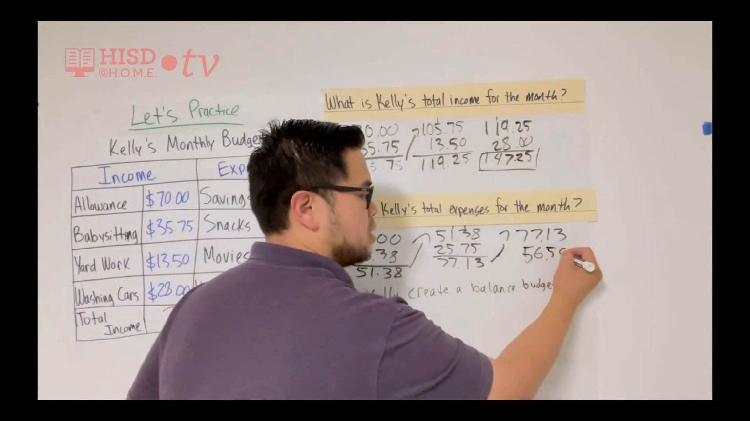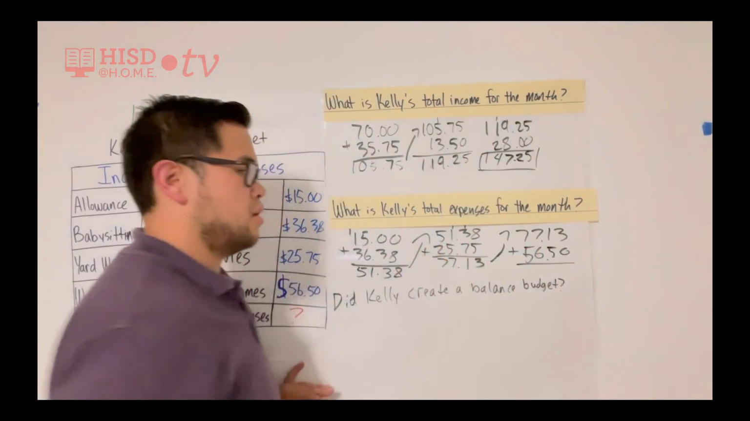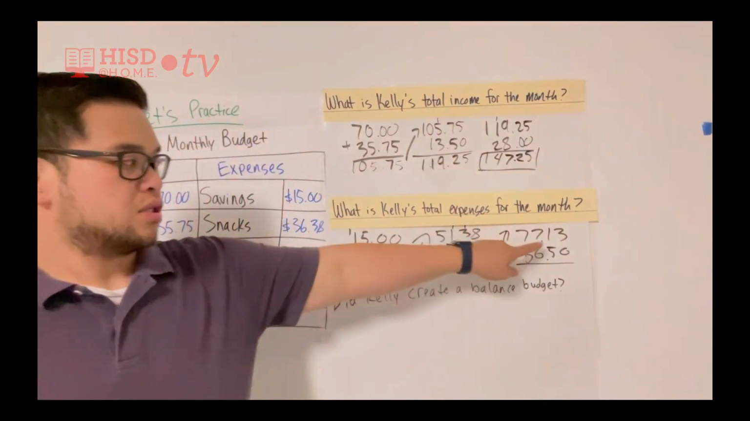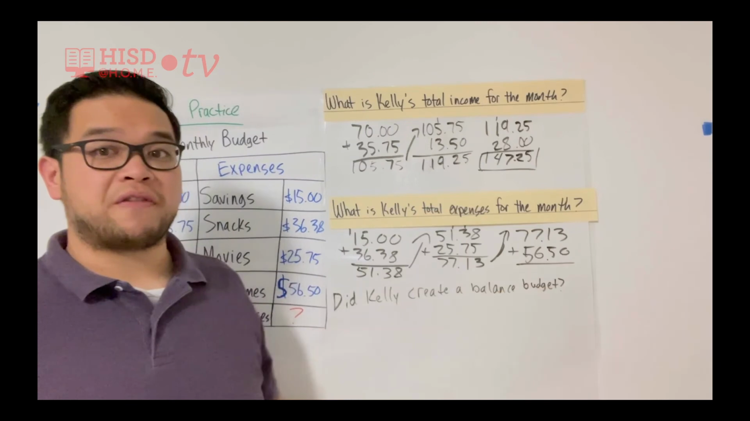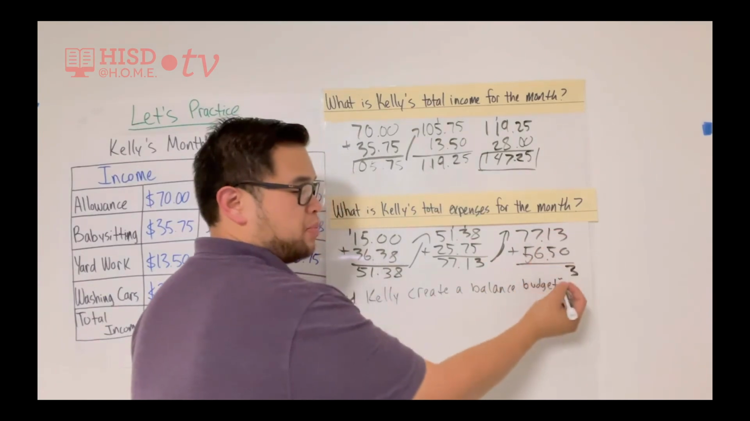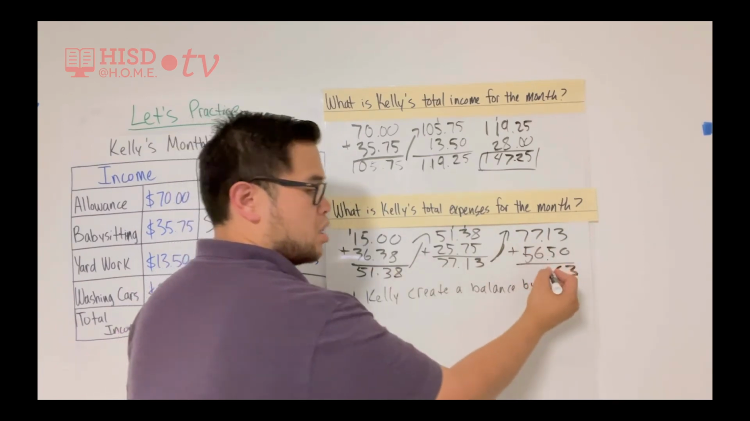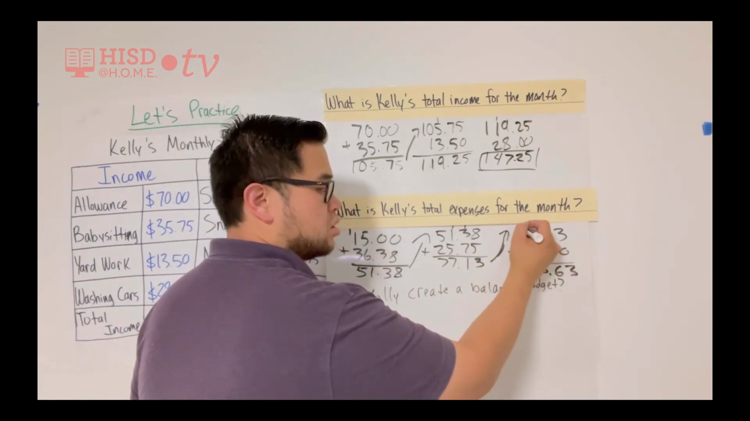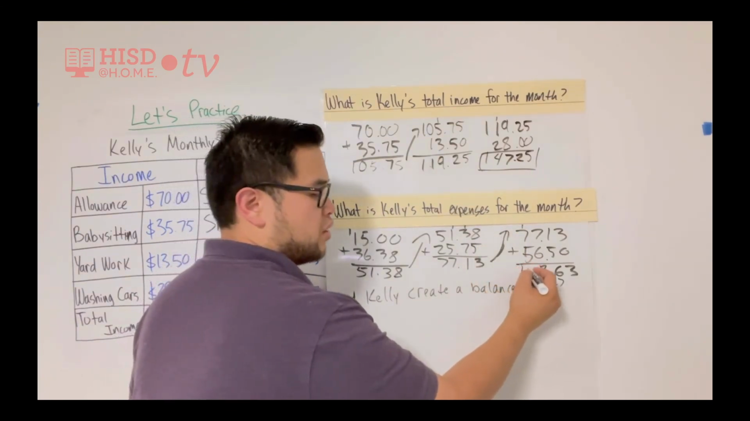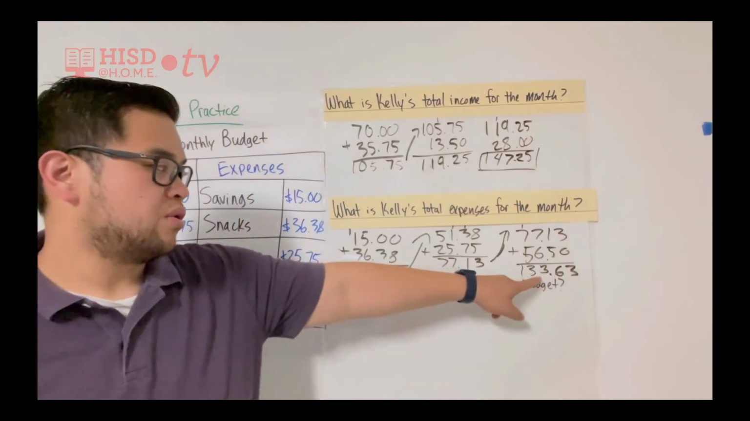$56.50. So let's go ahead and add this. And once we add this, we have our final amount, our total amount of expenses. 3 plus 0 is 3. 10 plus 50 is 60. $7 plus $6 is $13. 10 plus 70 is 80 plus 50. 80 plus 50 is $133.63. So right now she's at $133.63.